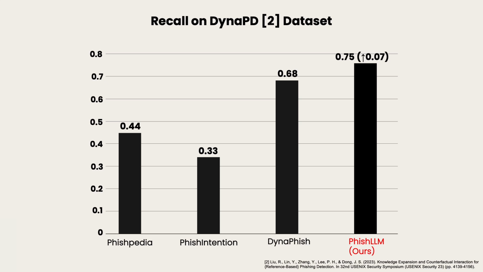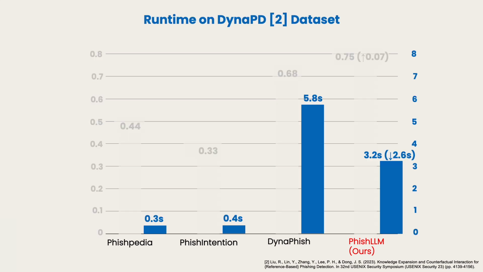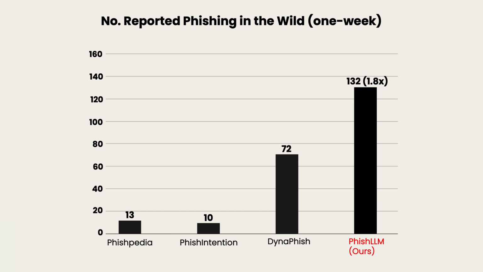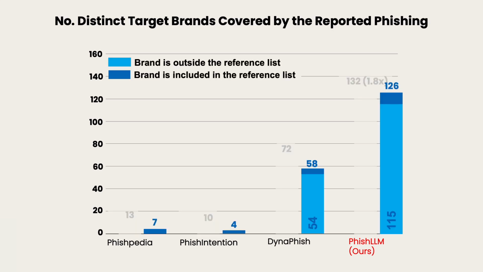PhishLLM demonstrates a significant improvement in recall rates on the DynaPD phishing kits dataset. Meanwhile, the runtime is reduced by 2.6x compared to DynaPhish, which does online expansion of brand knowledge. In the open world environment, PhishLLM can discover 2 times the number of phishing pages, with a higher number of distinct target brands covered, the majority of which are not included in the static reference list.